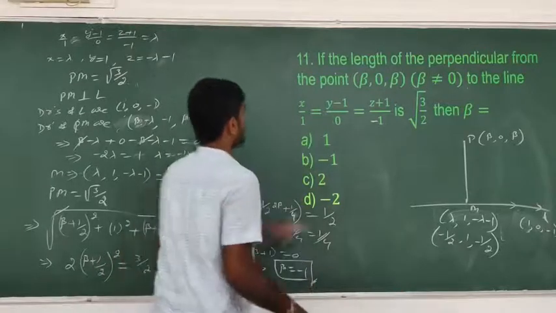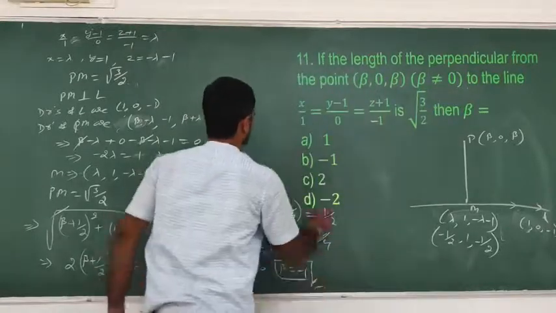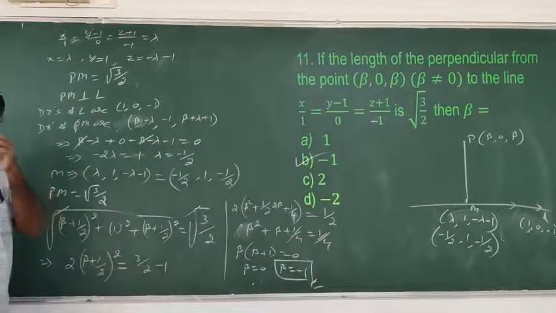Therefore, since it is already given that beta not equal to 0, the value of beta is minus 1. Option B is the right answer.